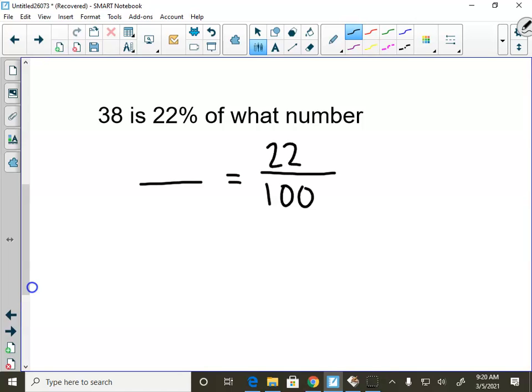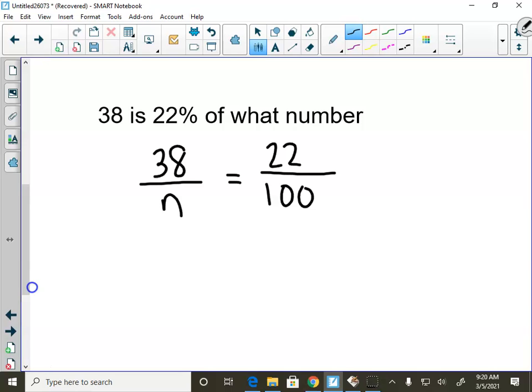And our proportion is now half written. And the other thing that tells us is we're either going to have the is number or we're going to have the of number. So we'll either have the part or we'll have the whole thing. And once we know which one we have, that also tells us what we're looking for. So 38 is our is number, which means obviously we're looking for the whole thing, or the of number. So we'll put that down here. And at this point, we're ready to solve.